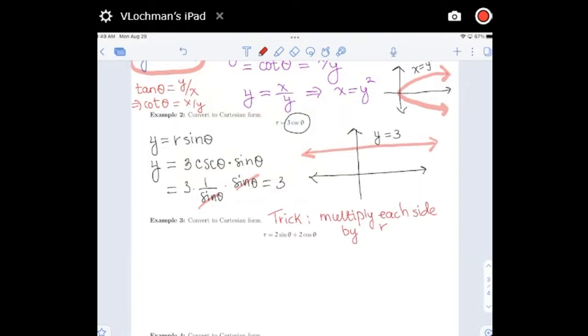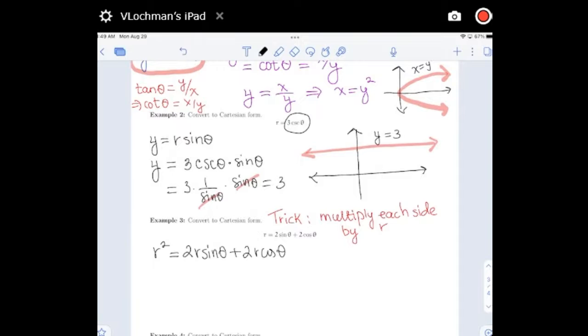Now, why do I want to do that? Remember, you want to convert everything in terms of x and y. I'm missing that r in there, right? Because if I had 2r sine of theta, I know this is y, and 2r cosine of theta would be x, but I don't have it. But we can multiply it. So if I do that, I get r squared is equal to 2r sine theta plus 2r cosine theta.